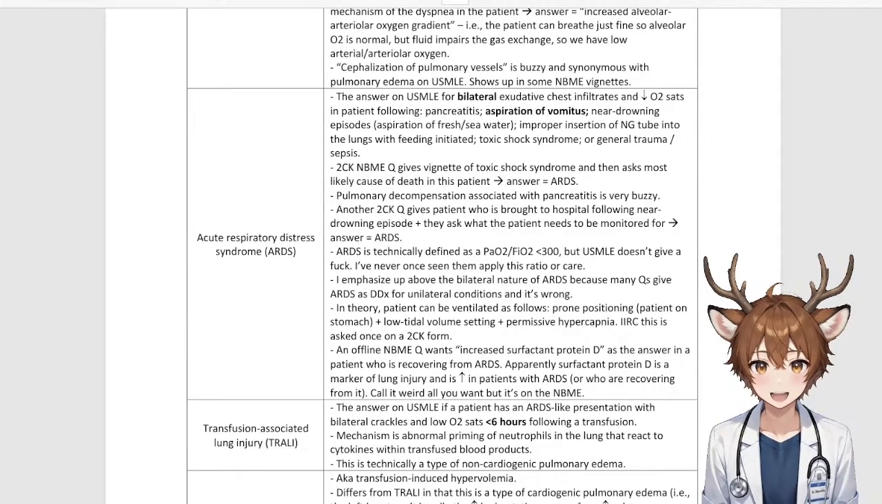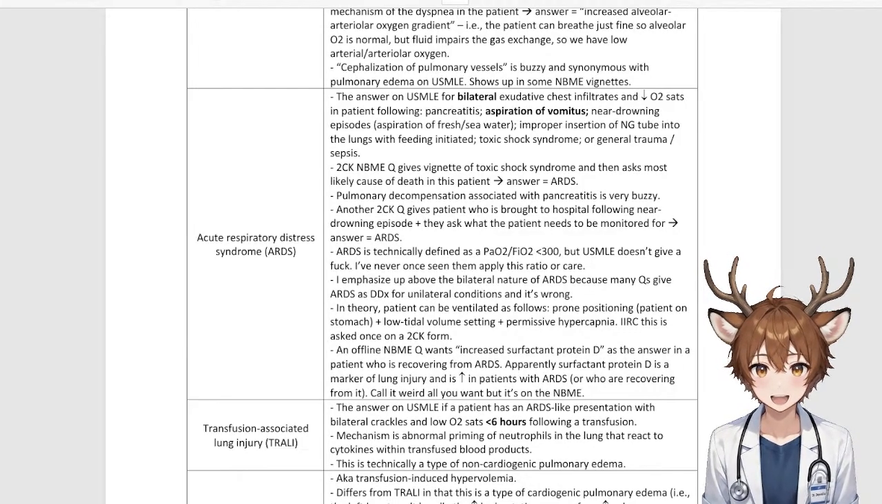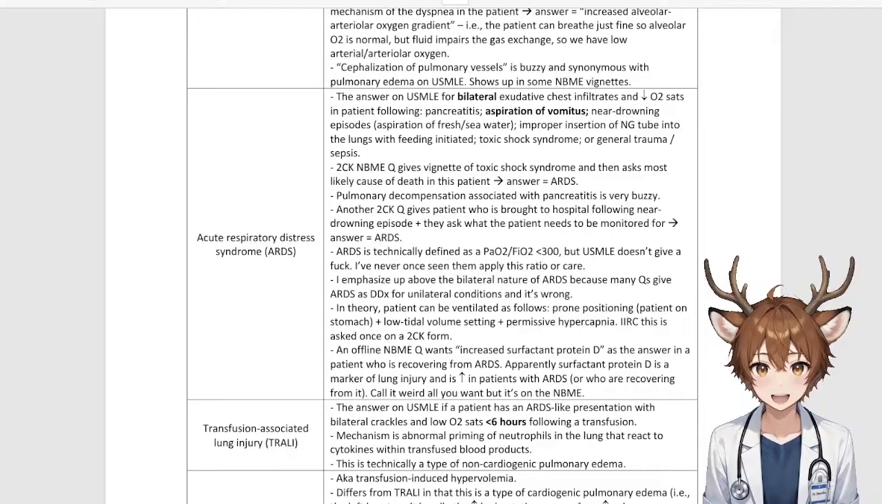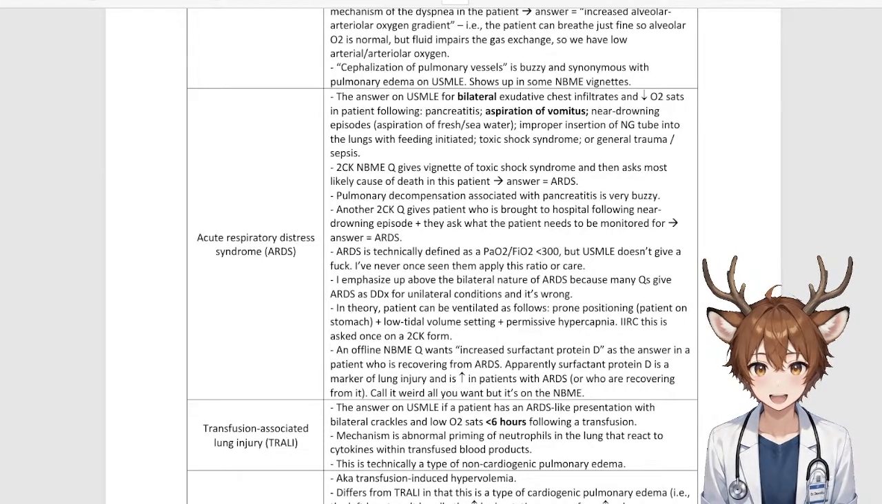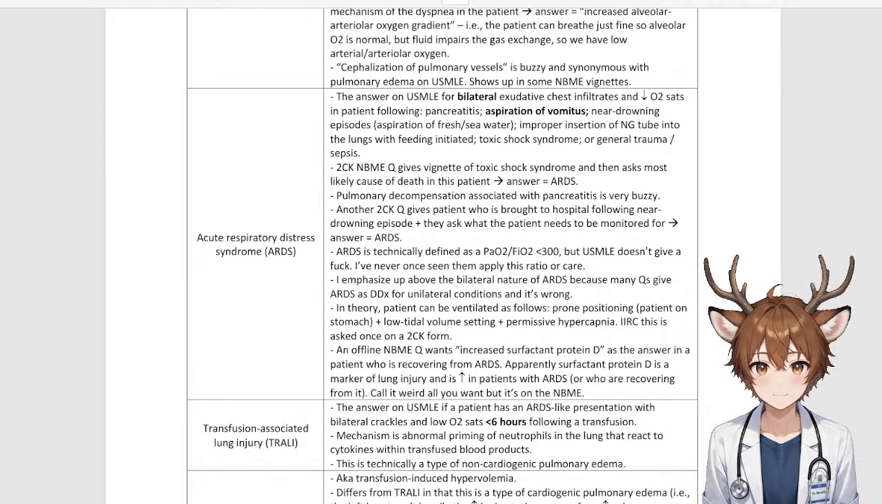Acute respiratory distress syndrome, or ARDS. The answer on USMLE for bilateral exudative chest infiltrates and decreased O2 saturation in a patient following pancreatitis is aspiration of vomitus, near drowning episodes, aspiration of fresh or seawater, improper insertion of the nasogastric tube into the lungs with feeding initiated, toxic shock syndrome, or general trauma and sepsis.